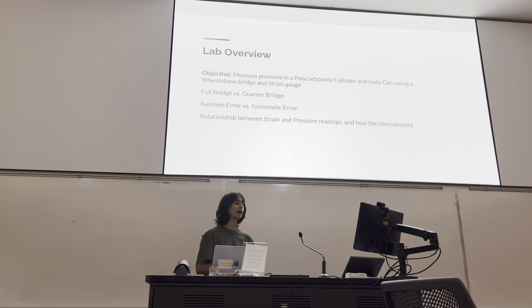Another thing that we're going to be highly monitoring is the random error versus systematic error, and what kind of values play into what, and which one we see to have a higher significance in this case. And then another thing that we're going to be looking at is the relationship between strain and pressure readings and how those two compare, between the soda can and the polycarbonate cylinder, and seeing how accurate the Wheatstone bridge's configurations are. I'm going to hand it off to Anna, and she's going to talk a little bit about the introduction.